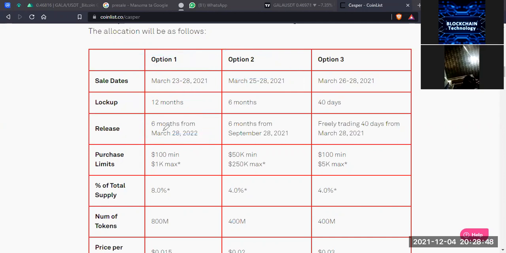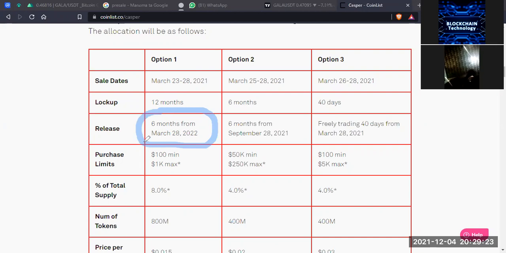This token will be released 6 months after the lockup. That is, after holding this token for the next 12 months, they're going to release it 6 months from March 28, 2022. It means after they hold this token from March 23 to March 23rd of the next year, then they're going to start releasing it 6 months linearly. Like every month, they will drop some of the tokens for you. They will divide the total number of tokens you bought by 6. Then they will distribute it to you 6 months linearly.